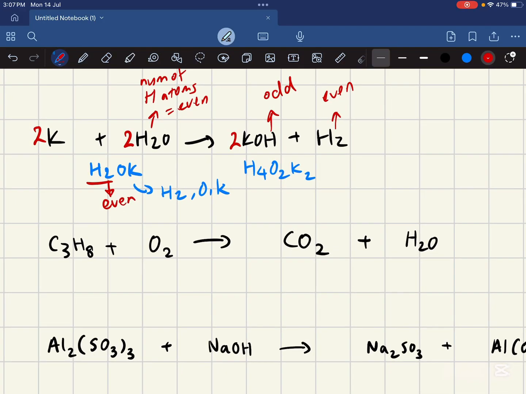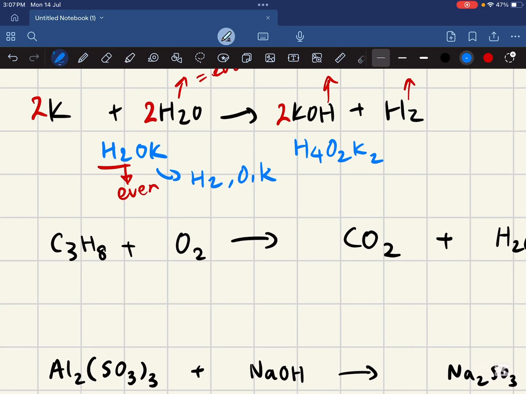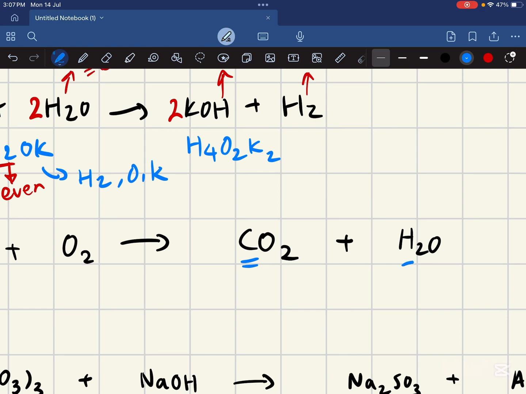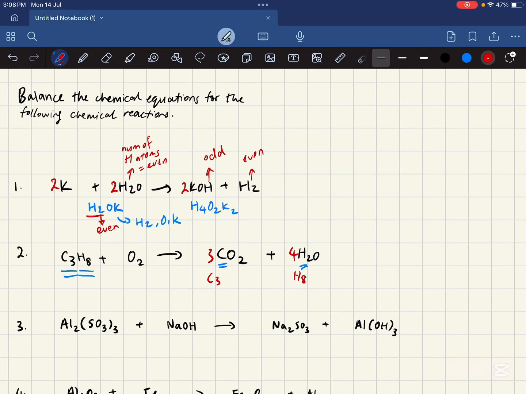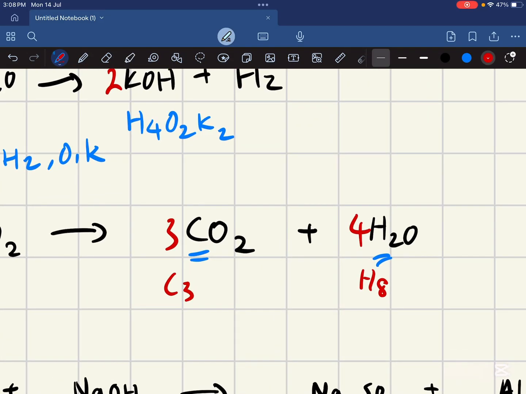The next one, let's see. First up, we can already see 3 atoms of carbon and 8 atoms of hydrogen. Here there's only 1, and here there's 2. So firstly, we can easily just put 3C and 4H2. So we get C3 and we get H8. Now if we continue, 3 times O2 is O6, 4 times O is O4. In total, we have O10.